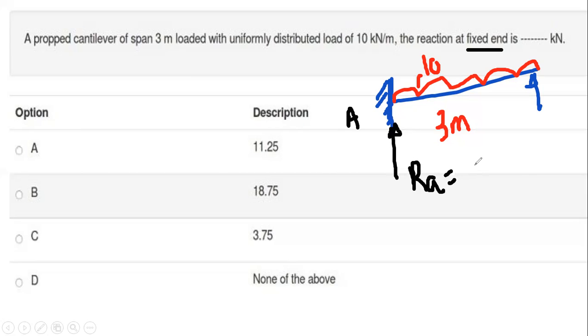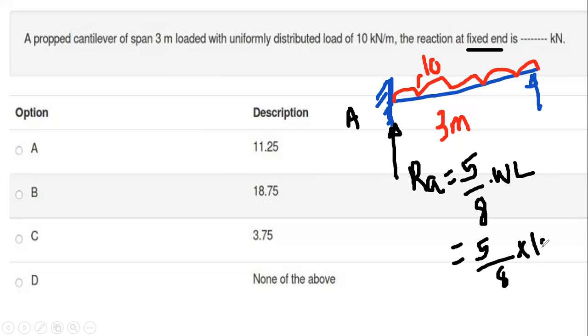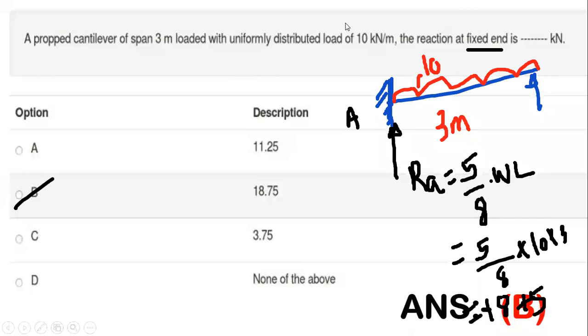So this is the standard case. Reaction at fixed end is given by the standard formula 5 by 8 into WL. Now put the corresponding values. That will be 5 by 8, W is 10, that is UDL, and the span is 3. If you simplify, we get the answer as 18.75 kilonewton. So the correct answer is option B.